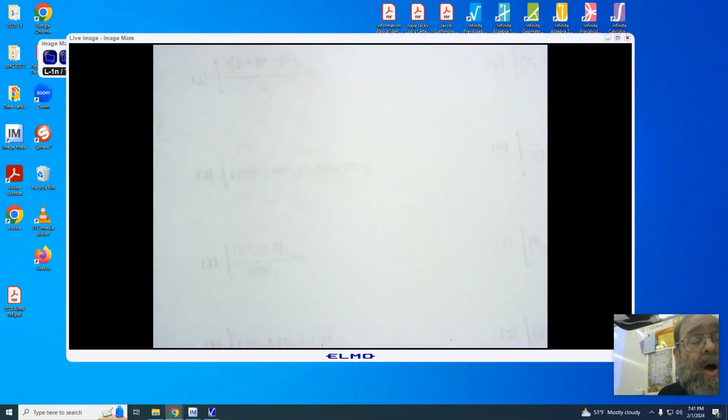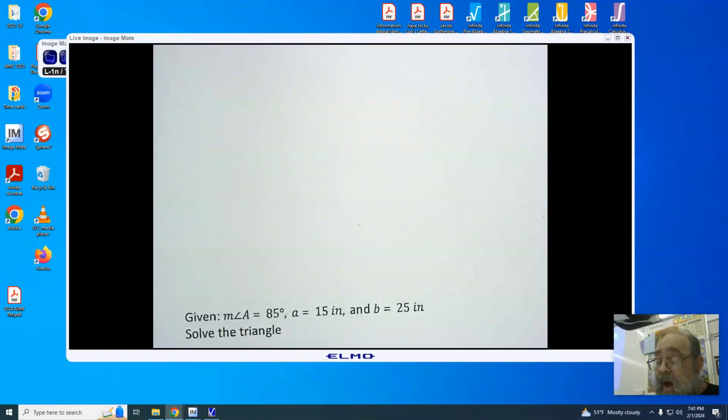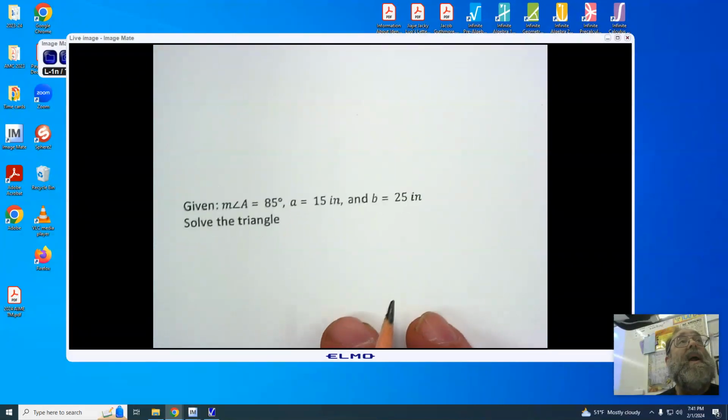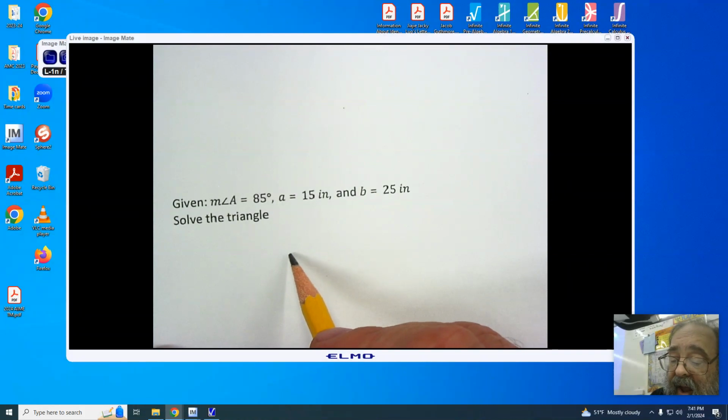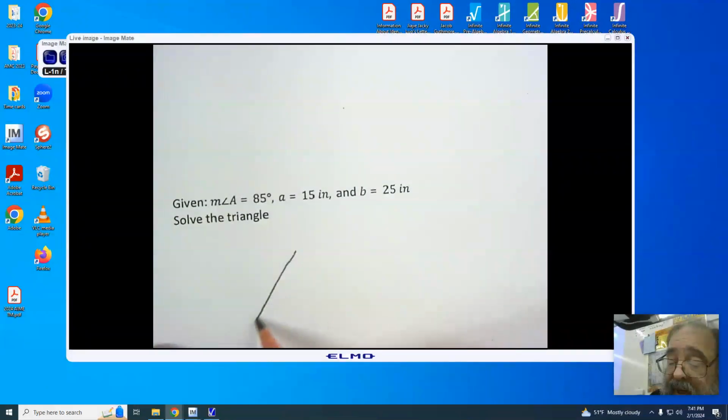Let's go ahead and move on. Sometimes life does not go well for us. Notice in this problem right here, we're trying to set up the triangle, and we have measure A. Let's set this up.